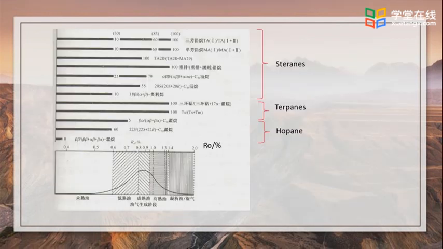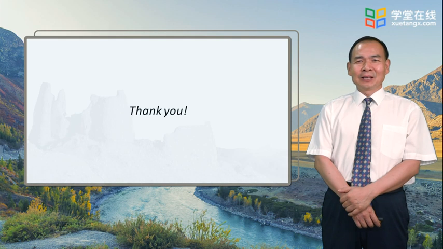The one here we see in this figure is another group of biomarkers, which is the terpanes. And the terpanes here, the higher the transformation ratio, the higher the thermal maturation, and it has 2 to 3 groups. This is the end of part 2, and thank you for your attention.